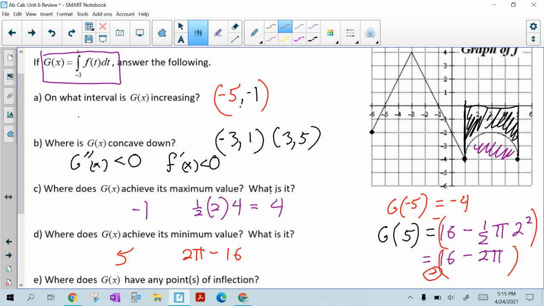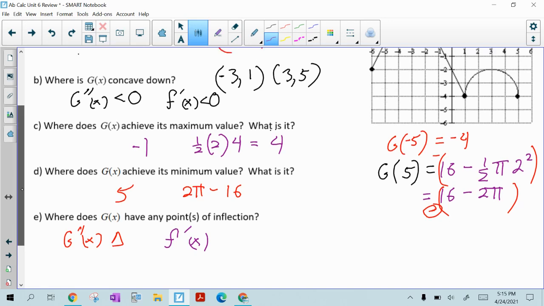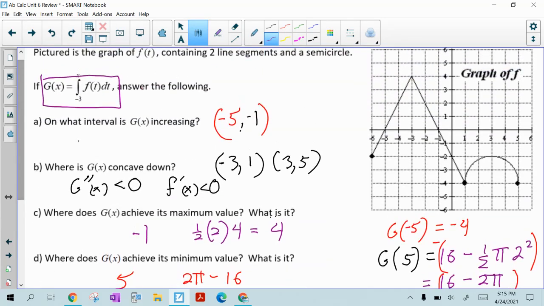Next, when does g of x have a point of inflection? What am I looking for there? Again, remember that by definition, we're looking for when g prime of x or g double prime of x changes signs. And where am I going to find g double prime of x? I get that from f prime of x. So I'm looking at the locations where my slope of the expression up here changes signs.